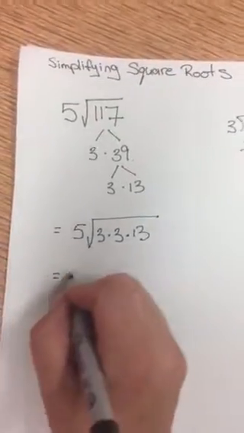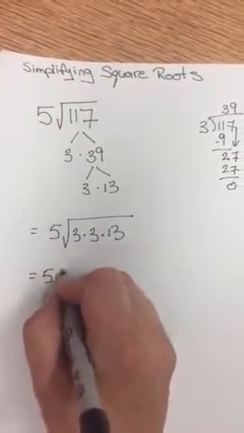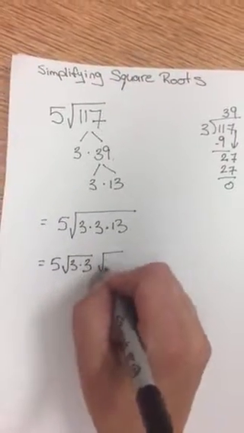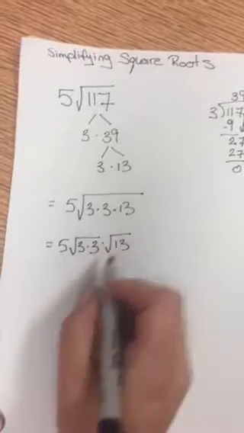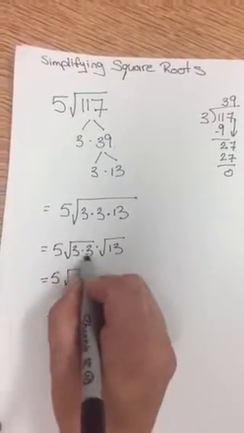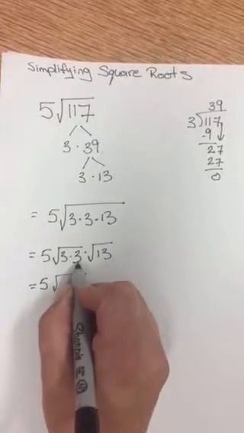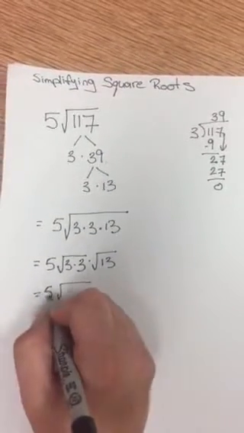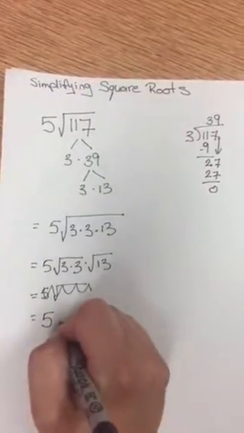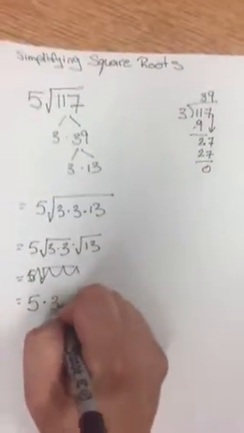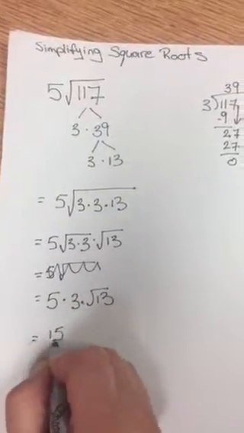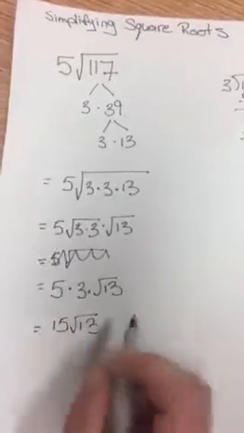And now I know that the square root of 3 times 3 times the square root of 13, which means that the square root of 3 times 3 is itself, so that's 5 times 3 times the square root of 13. 3 times 5 is 15, and now I have my final answer.